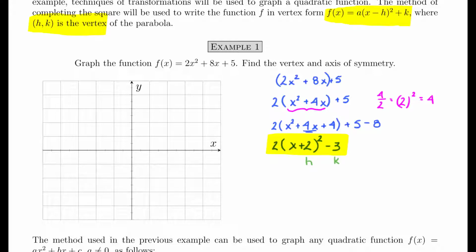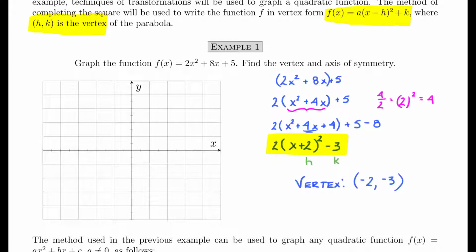So the vertex can be expressed as (h, k), and a good rule of thumb: whatever your h value is, just change the sign in front of it. So we have a positive 2 here, so we're going to put it down as a negative 2. And then for your k, keep the sign that's in front of it, which is negative 3.